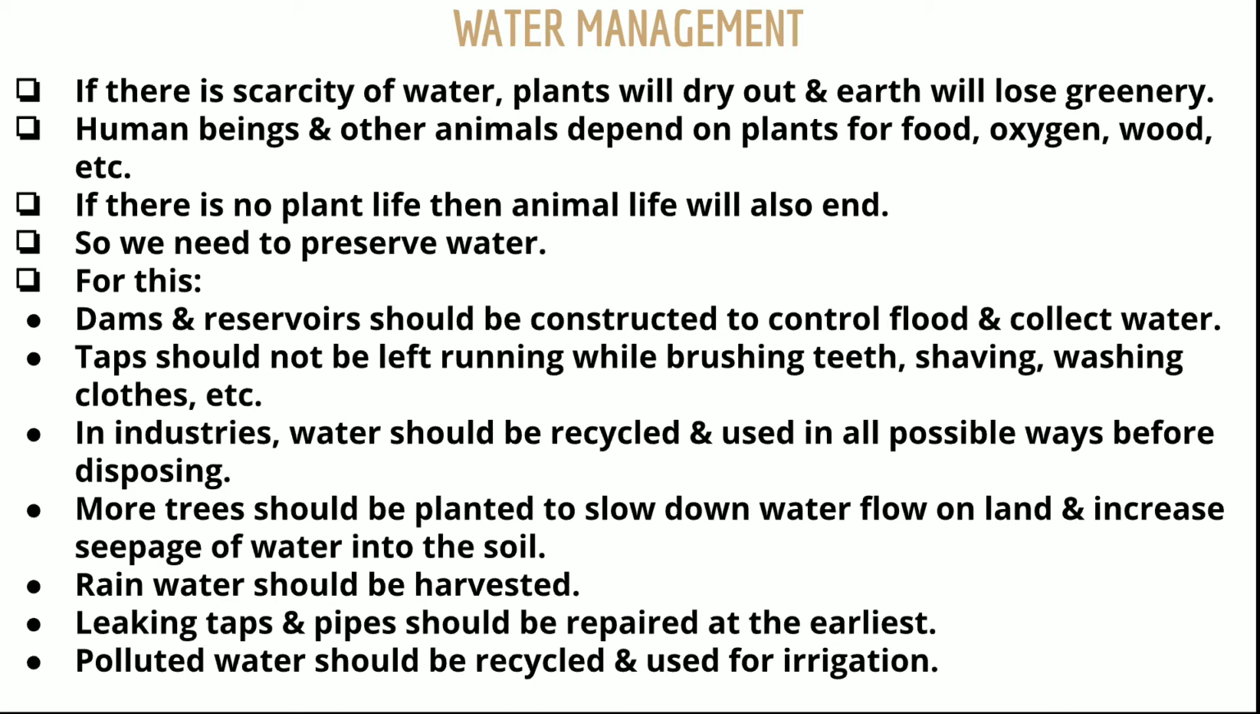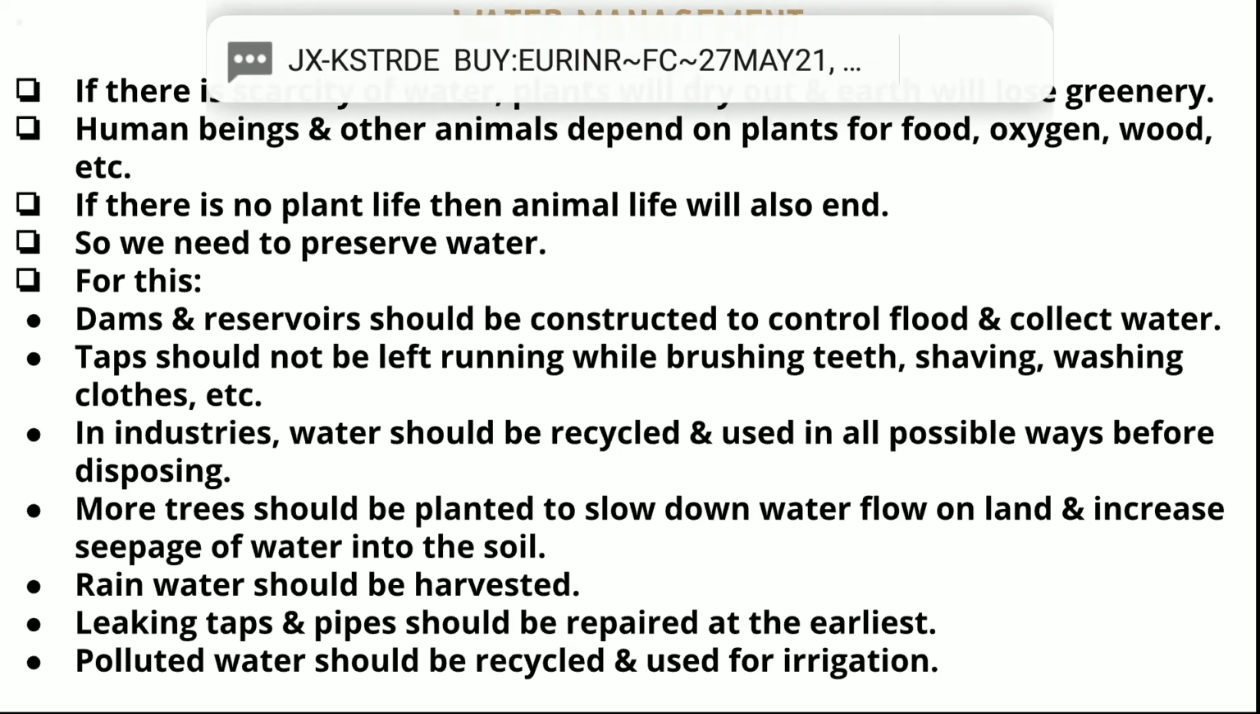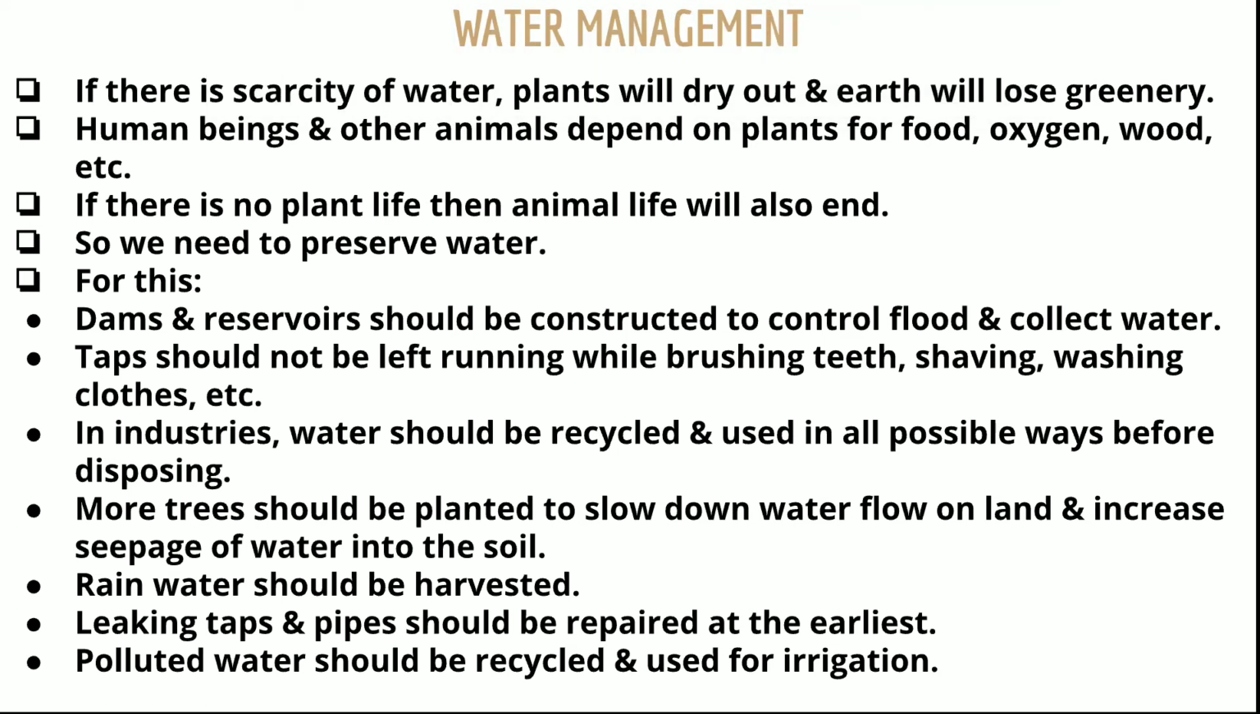Not only that, the human beings and other animals which depend on the plants will also die out if the plants are not there, because they depend on the plants for food, oxygen, and even shelter. The wood and other things are also supplied by the plants. So we depend on the plants for almost everything. So if there is no plant, no animal life will be there. Okay, so we need to preserve water.